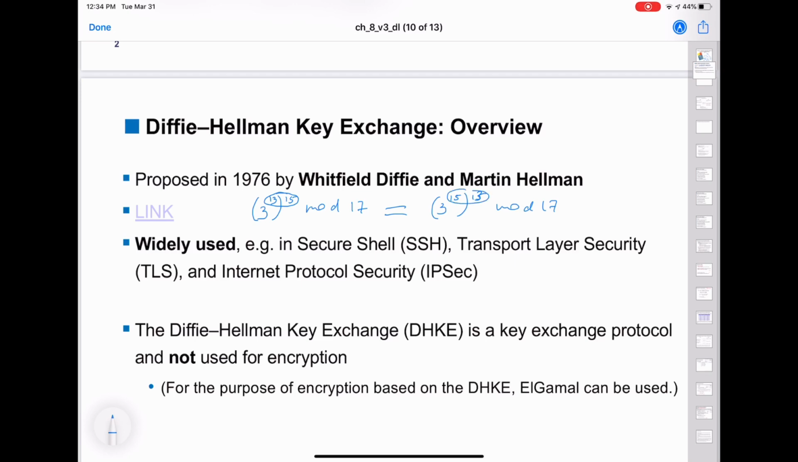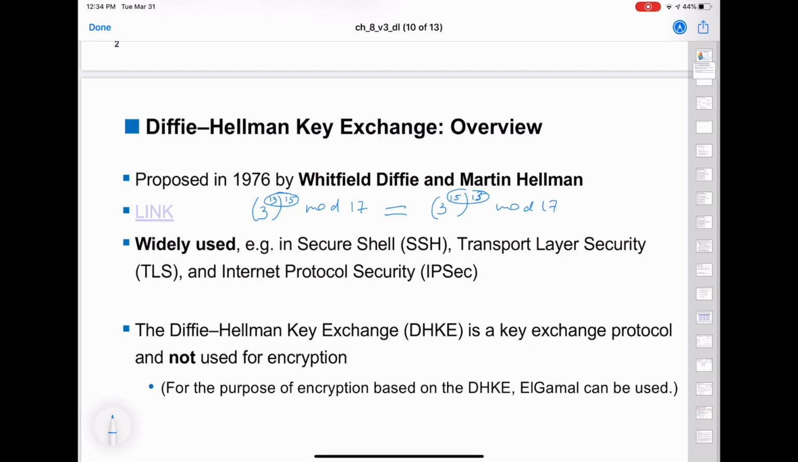I hope you really enjoyed this video, and that this video at least gives the idea about the discrete logarithm problem and Diffie-Hellman key exchange. Diffie-Hellman key exchange is used widely in secure shell, transport layer security, internet protocol security, and all over actually.